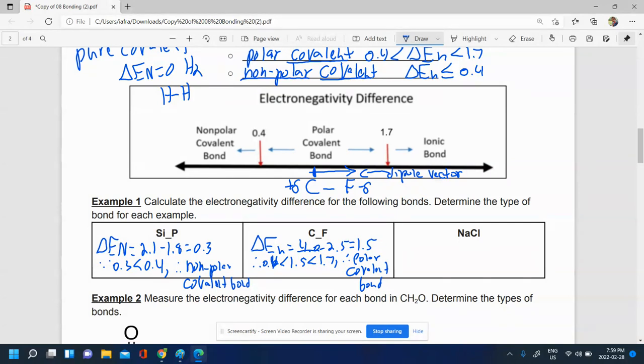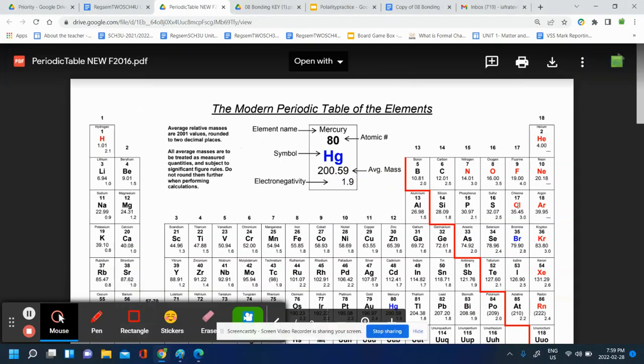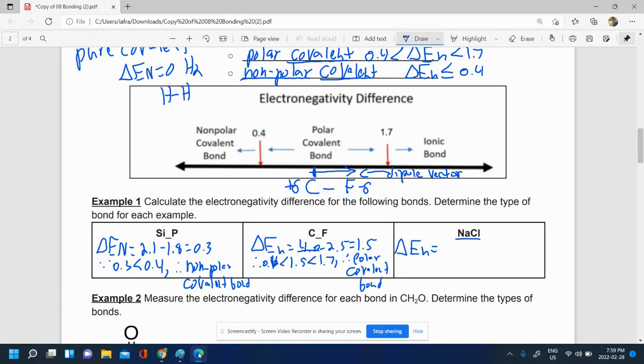We'll do one more main example together, the bond between Na and Cl. And a lot of you can probably already tell what it is because you have a metal in there that is probably going to be an ionic bond. But let's just confirm, because you don't always have to have ionic between metal and non-metal, but you'll usually see it. So let's go to our periodic table to find the electronegativity values of Cl and Na. We have 3.0 for Cl, 0.9 for Na. So we have 3.0 minus 0.9 gives us 2.1. Since this 2.1 is greater than 1.7, we have an ionic bond.